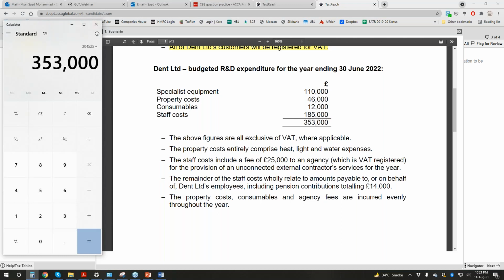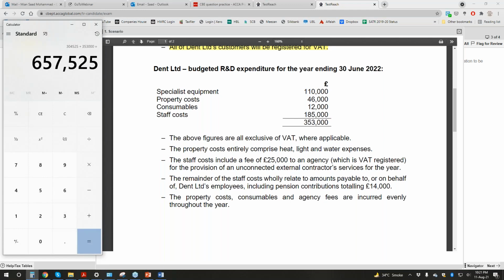So 304,525 plus 353,000 that will normally be allowed to deduct. Out of that, 110,000 will qualify for capital allowances, and the remaining can be deducted from corporation tax like normal expenses. So the total can be 657,525 that can be deducted.